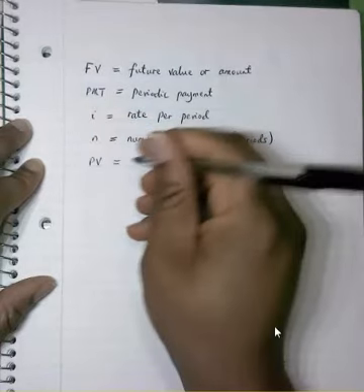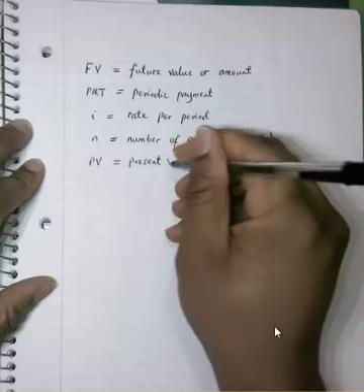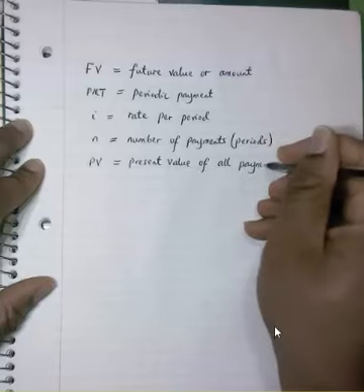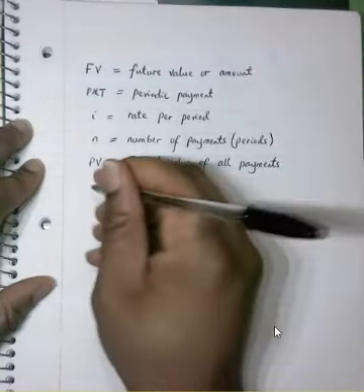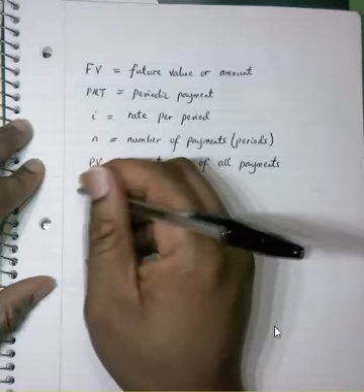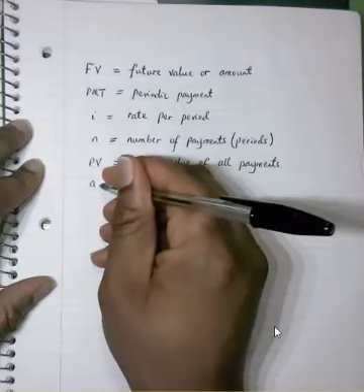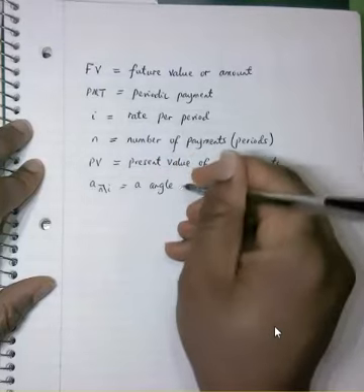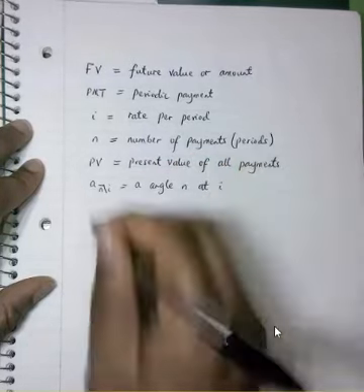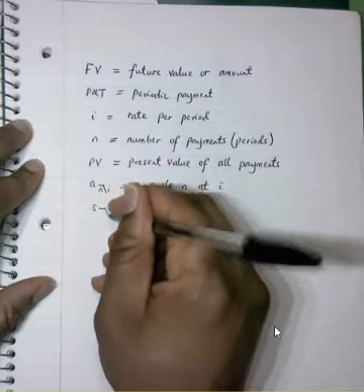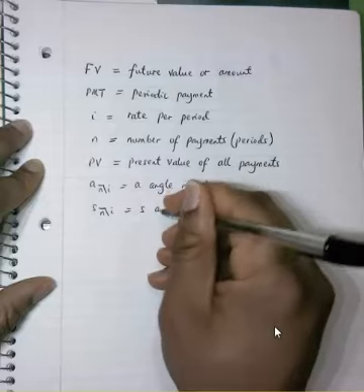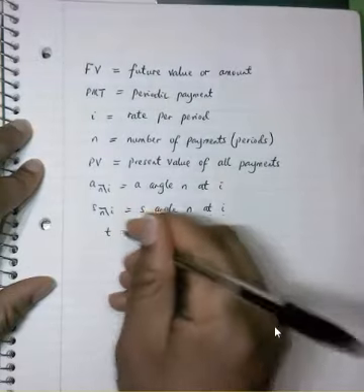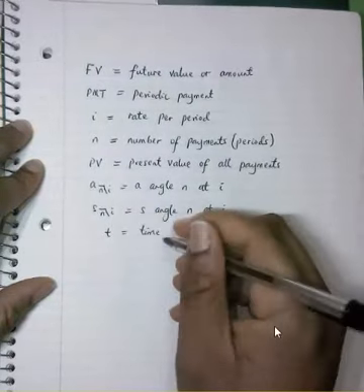PV is the present value of all payments. This is read as A angle N at I. This one is S angle N at I. T is the time, and of course our time is in years.